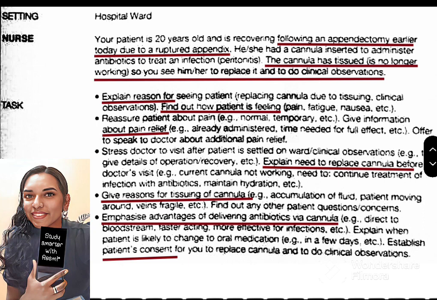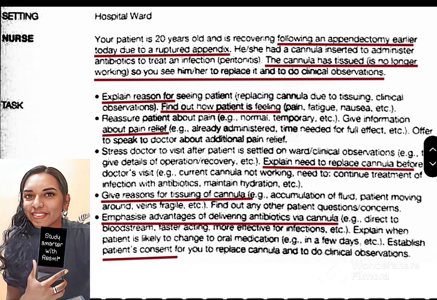Actually, I came here to replace your cannula because it has tissued and it's not working well, as well as for clinical observation. Before proceeding further, may I know how you are feeling now? Do you have any pain, fatigue, or any nausea? So that is the first task, you can ask together. Then the answer will be, yes, I'm fine, sister, but still I have pain over the surgical dressing. And I'm feeling tired, but not nauseated or anything else.